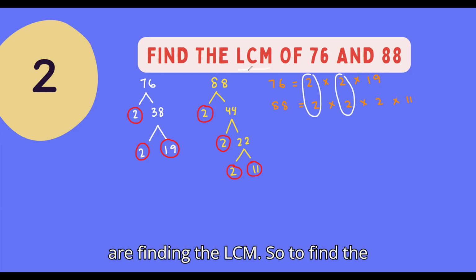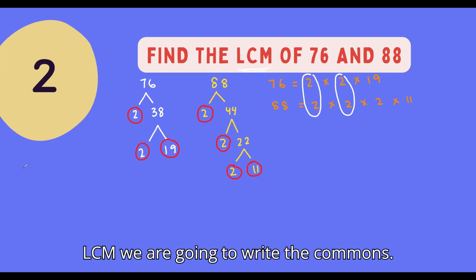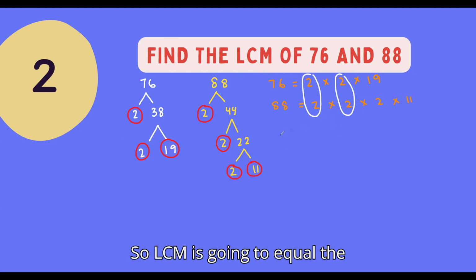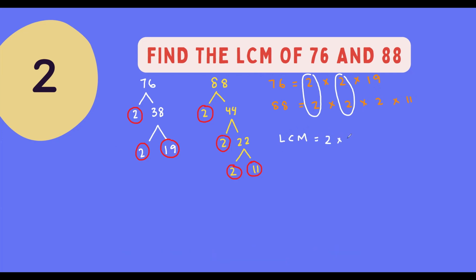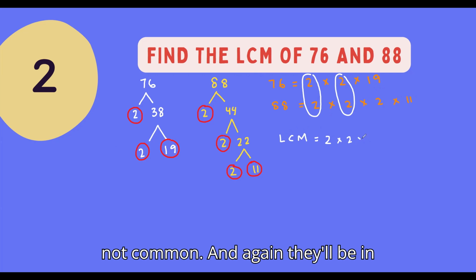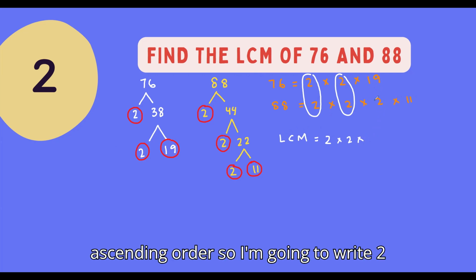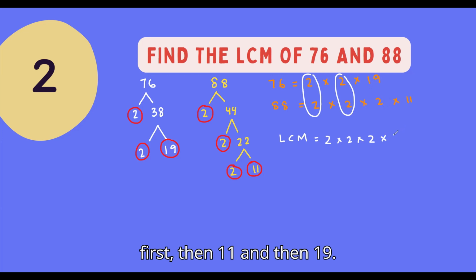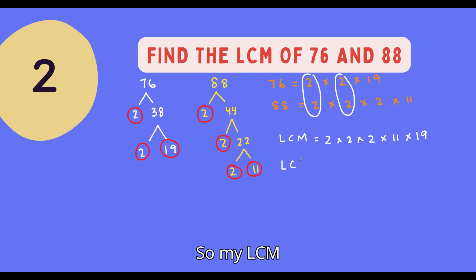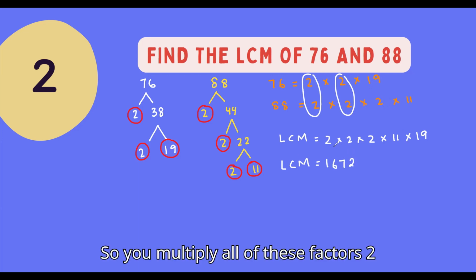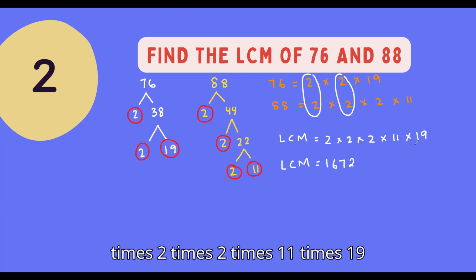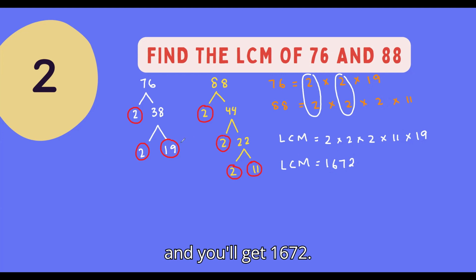Now remember that over here we are finding the LCM. So to find the LCM, we are going to write the commons. So LCM is going to equal the commons once, so 2 times 2, and all of the other factors which are not common, again in ascending order, so I'm going to write 2 first, then 11, and then 19. So my LCM would be 1672. You multiply all of these factors, 2 times 2 times 2 times 11 times 19, and you'll get 1672.